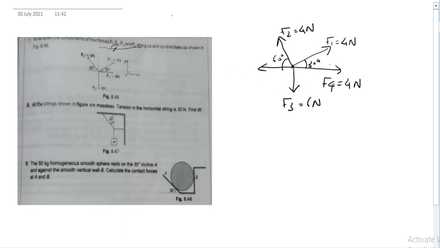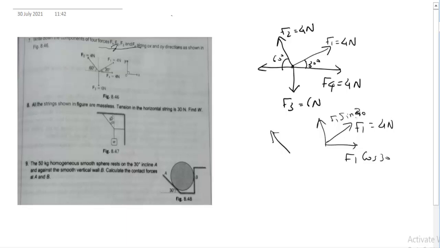So X axis means this horizontal beam. So here we need to find out for F1 and F2. This is F1 equals 4 Newton. Horizontally it will be F1 cos 30 and this will be F1 sin 30.